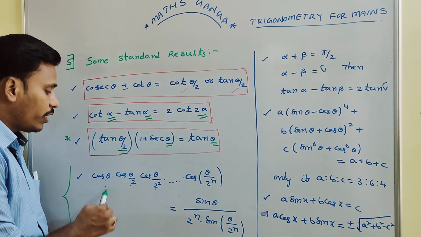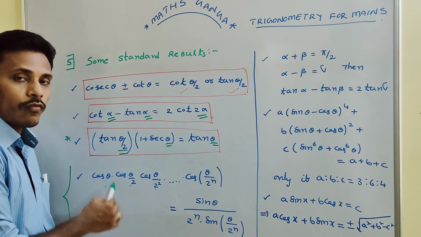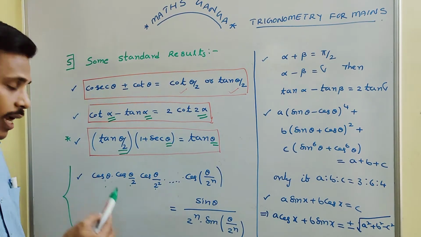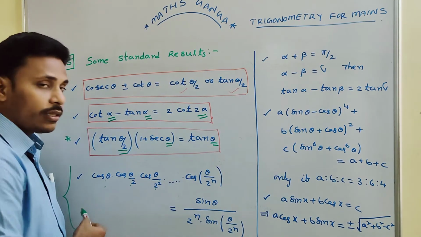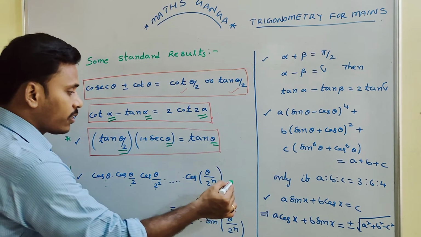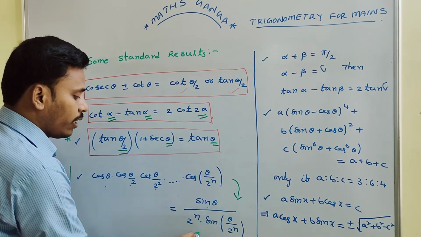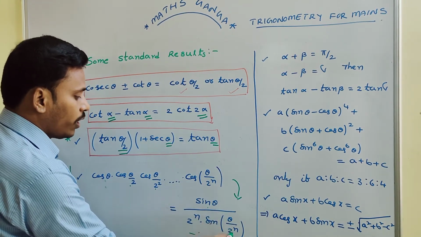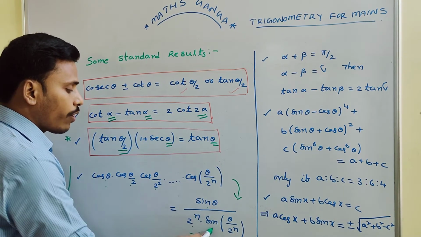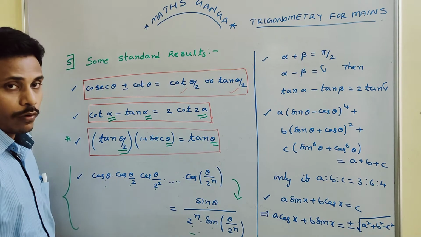For each and every term, if you move, the angle gets halved: theta, theta by 2, theta by 2 square and theta by 2 power n. At the end, how many terms are there? If you count, there are n plus 1 terms, right? And its result is just what? Sin theta by 2 power n into sin of theta by 2 power n. Again, I am repeating, sin theta by 2 power n into sin of theta by 2 power n, right?